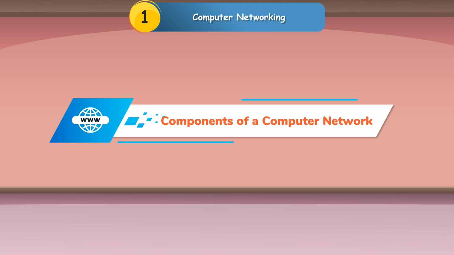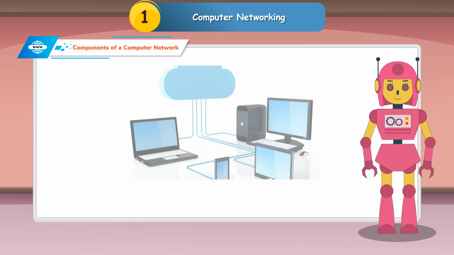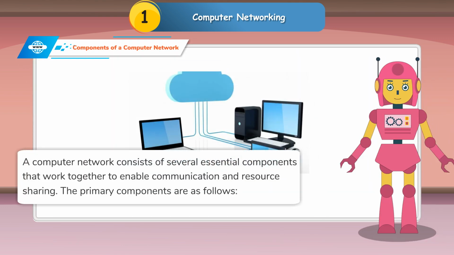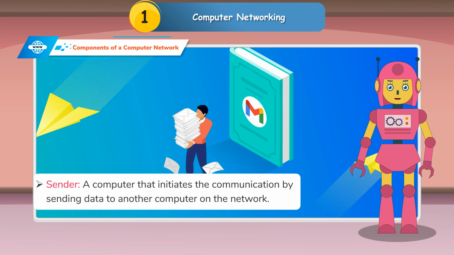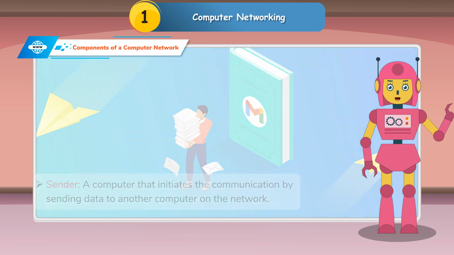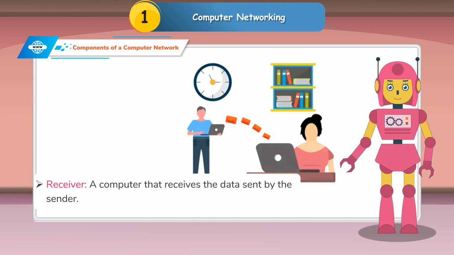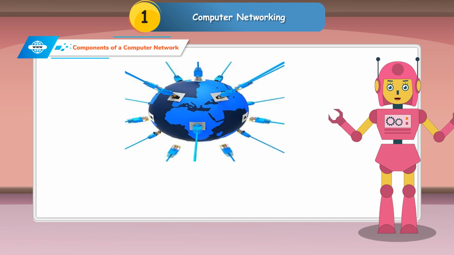Components of a computer network. A computer network consists of several essential components that work together to enable communication and resource sharing. The primary components are as follows. Sender. A computer that initiates the communication by sending data to another computer on the network. Receiver. A computer that receives the data sent by the sender.